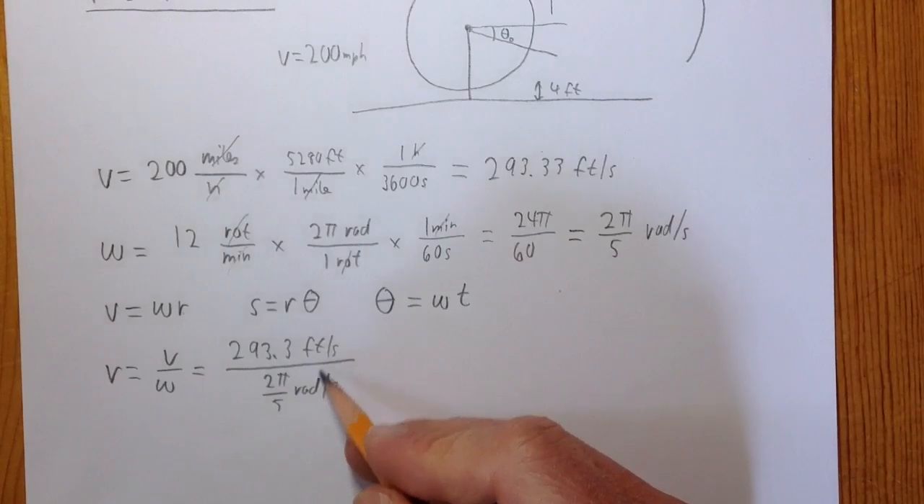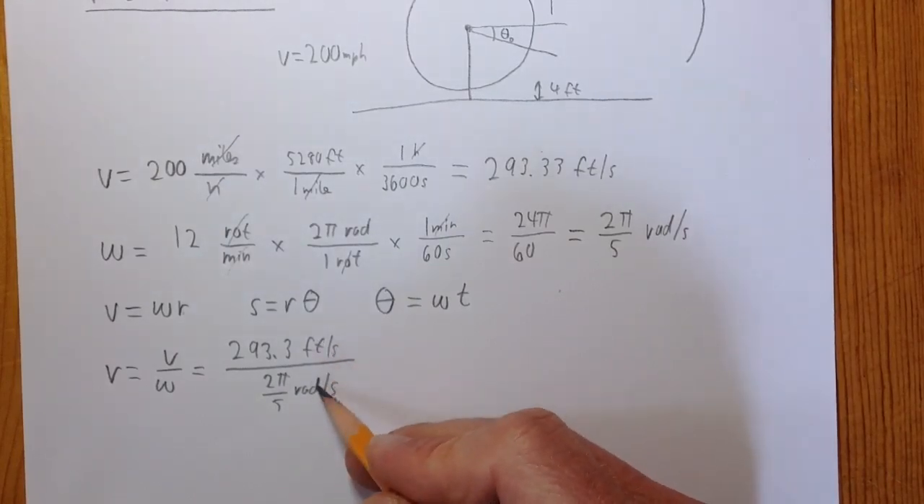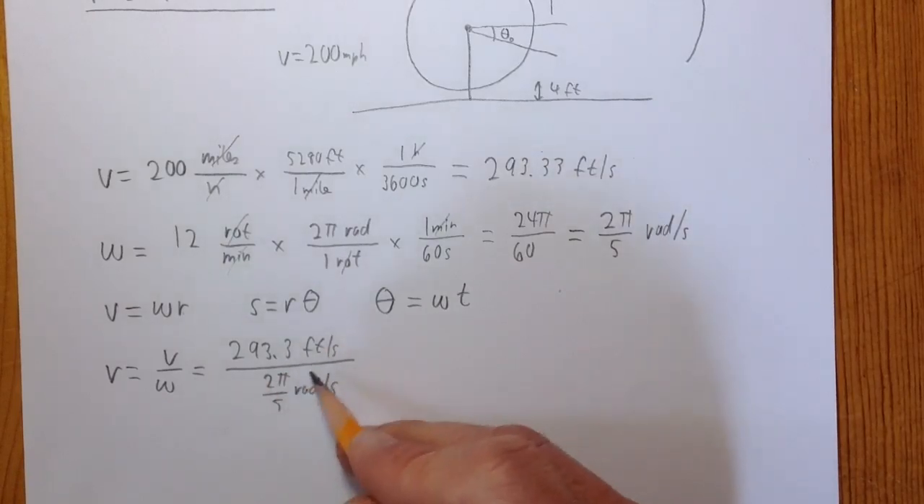So all we're left with is feet. Radians kind of disappears as a unit. It's a natural unit. You don't really need to write it. That's why we use it, because everything just works out.